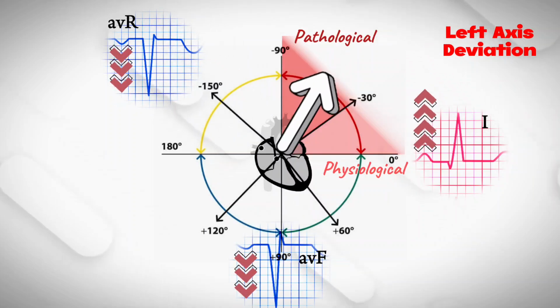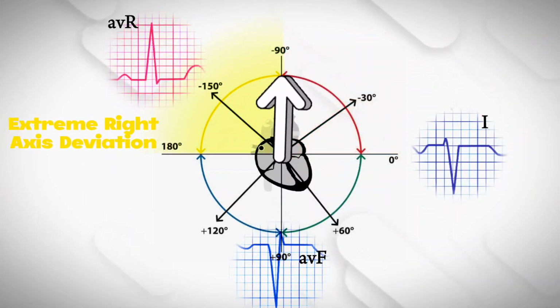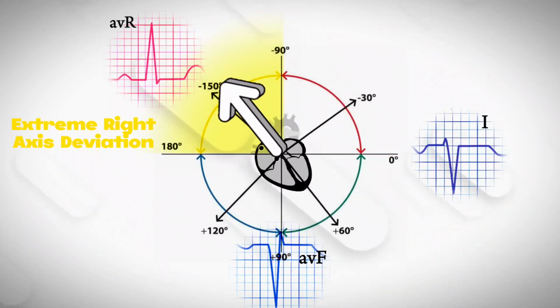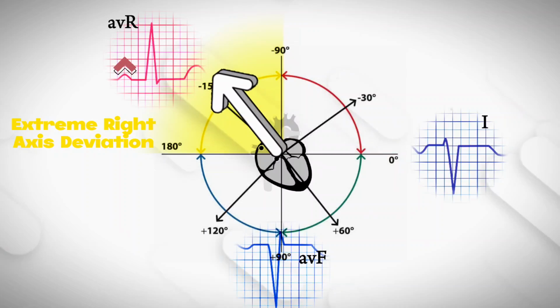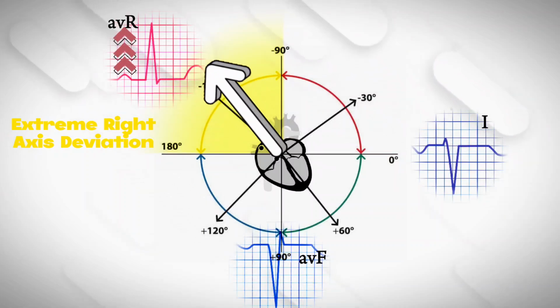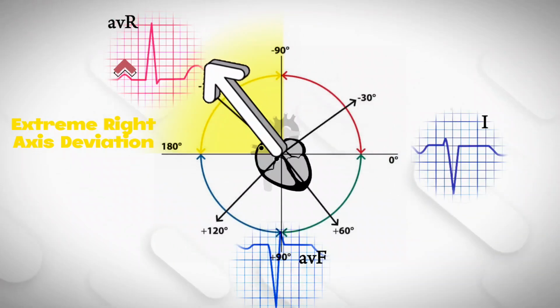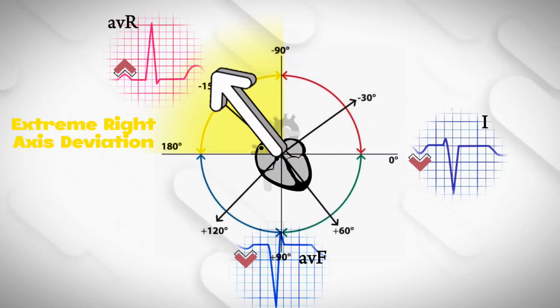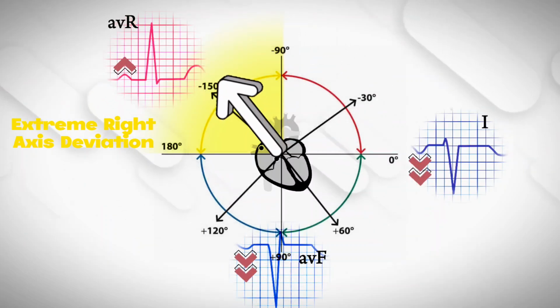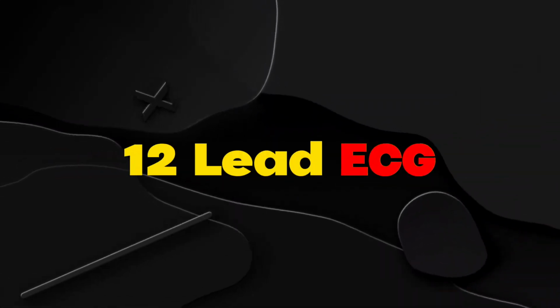direction as the vector. In the extreme right axis deviation, lead aVR is in the same direction as the vector, that's why it has a positive deflection of the QRS complex. While lead 1 and lead aVF have a negative deflection because they are not in the same direction as the vector. Let's look at this in a 12-lead ECG.